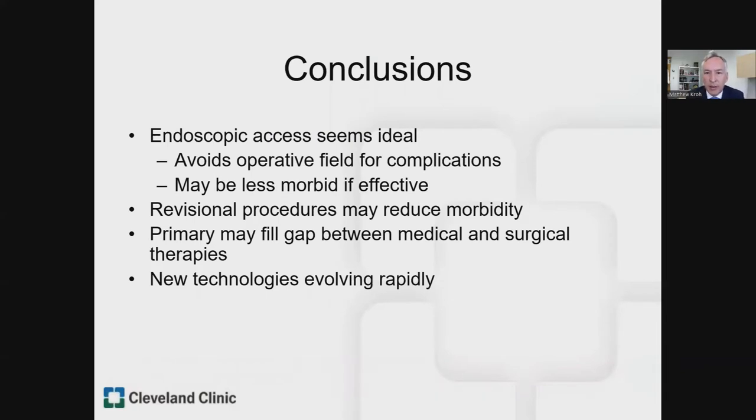So in conclusion, endoscopic access seems ideal, especially for complications, because it avoids the operative field and can be less morbid if it is effective. And this has been demonstrated across the spectrum of complications of metabolic and bariatric surgery. Revisional procedures may reduce morbidity versus surgical interventions. And I think that there's a huge opportunity in primary endoluminal procedures, which may fill the gap between medical and surgical intervention. We just have to be careful that the efficacy of the device and the technique is there and evaluate the data as it evolves.